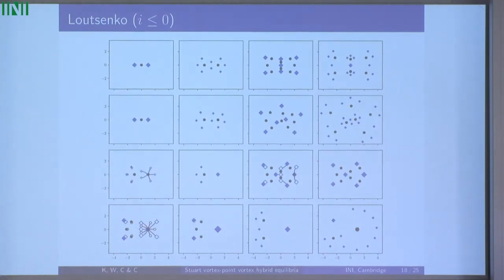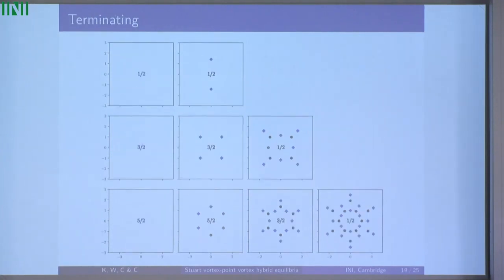And you can get various types of equilibrium patterns in this way. And you can also have the terminating ones. If you start with a single one with half, it terminates in one step. If you start with 3 by 2, in 2 steps; if you start with 5 by 2, in 3 steps, and so on. So you can get these finite length hierarchies.